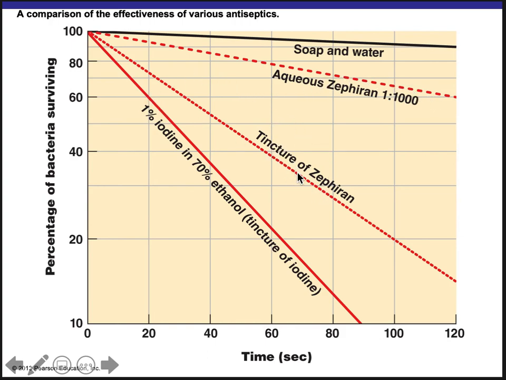But if you combine it with an alcohol, so you make a tincture, then you get a drastic increase in killing, right? So very few organisms left, especially once you get to 120 seconds. And then if you look at the tincture of iodine, just 1% iodine and 70% ethanol is even more effective at killing bacteria. And these were all considered safe to use on the skin. So again, make sure you read that this is the amount of bacteria that survive after treatment. Okay.